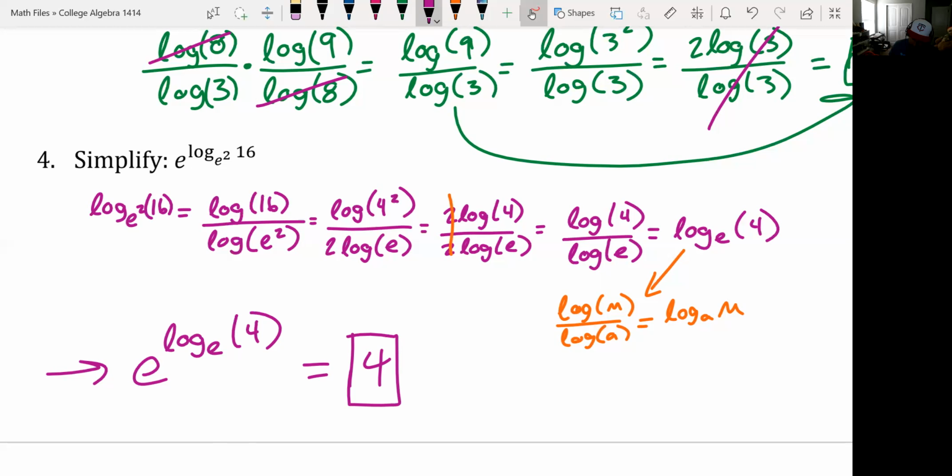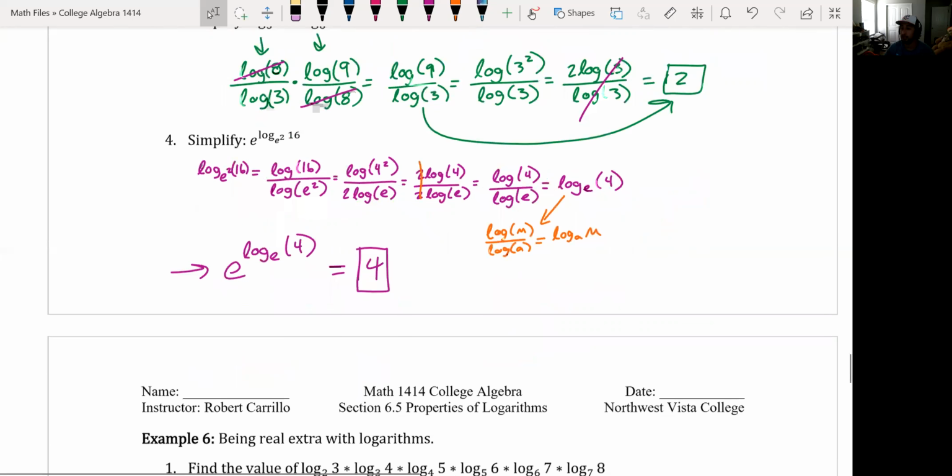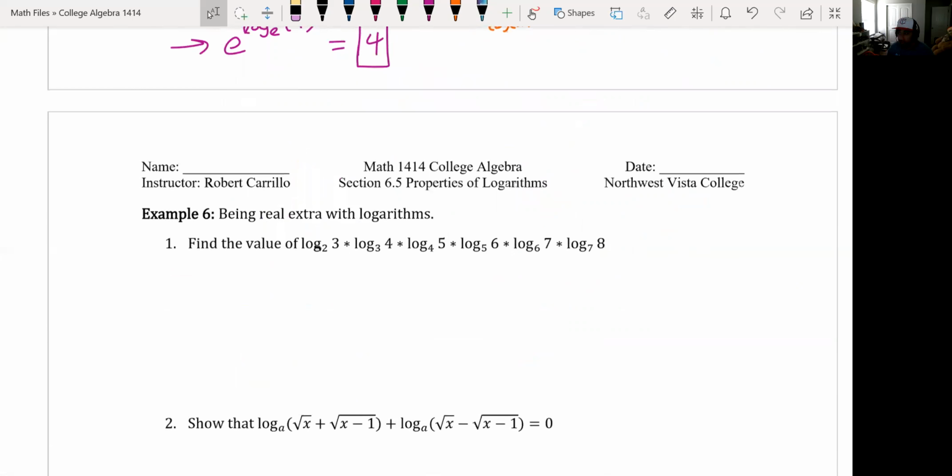All right. So, yeah. I think those are all the log properties we know. Change of base, power rule, product to sum, quotient to difference, all that good stuff. Okay. Now the next page is a fun one. It's called Being Real Extra with Logarithms. Let's use all the log properties today to simplify these expressions. We're being really extra.